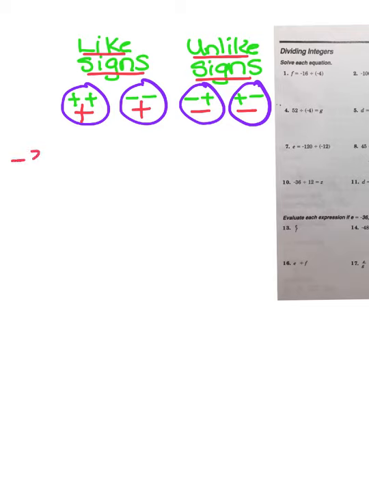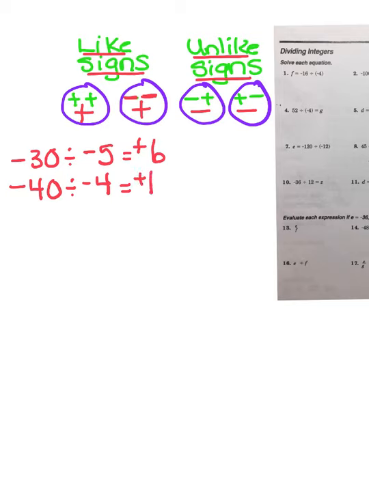If we have negative 30 divided by negative 5, each of those are negative. The result, well, based on this rule, we should get a positive. 30 divided by 5 is 6. Let's try another one. Negative 40 divided by negative 4. Once again, both signs are negative, so our result will be a positive 10.